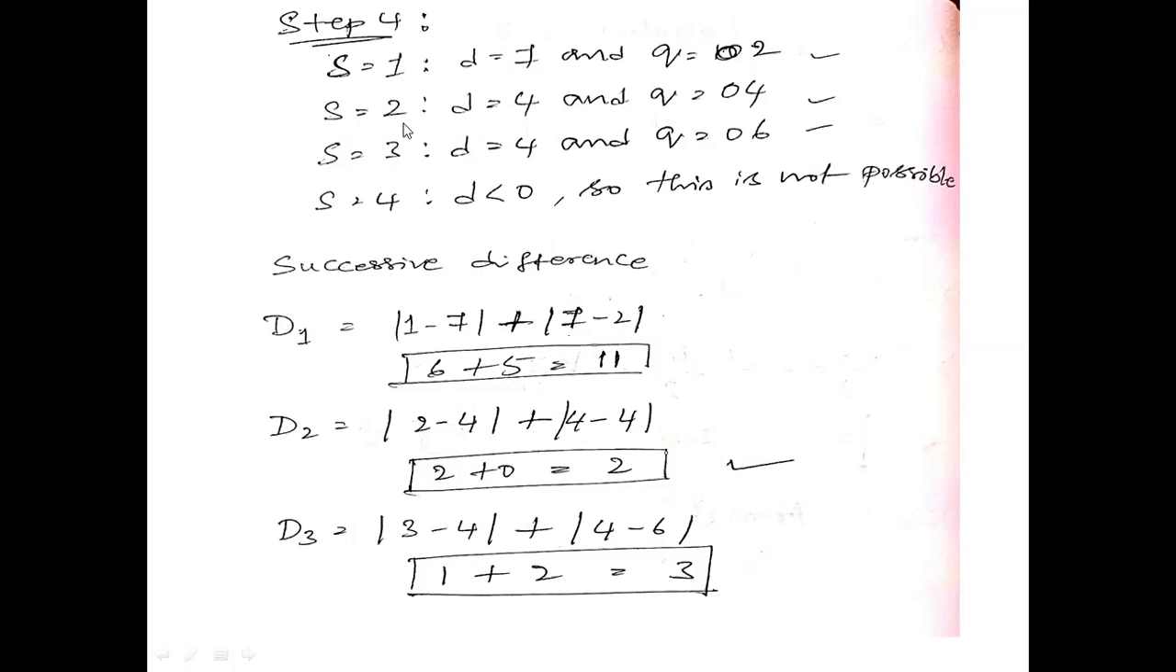Similarly, for the second solution, the difference of s and d, 2 and 4, is 2. The difference of d and q is 0. Take the successive difference of these two and sum it up, you will get 2. Similarly, the successive difference of the third solution is 4 minus 3 plus 6 minus 4, which becomes 1 plus 2, equal to 3. Among all these differences, the second solution's successive difference is the minimum. So we are supposed to choose the second solution, as it has the minimum successive difference.